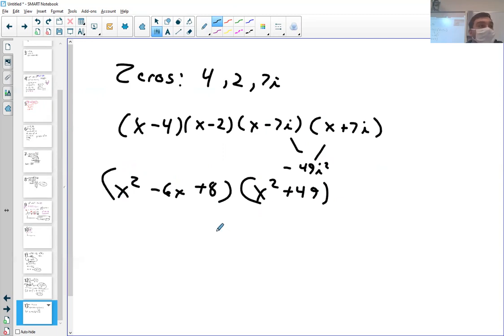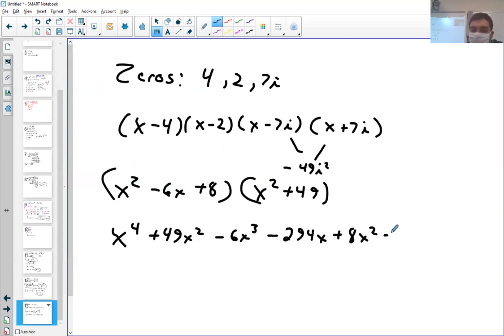And then yeah, we've got to keep FOILing. We've got to make the whole equation. x to the 4 plus 49x squared minus 6x to the third minus something. 6 times 50 would be 300, so this would be 294x, plus 8x squared plus something. 49 times 8 is 392. Oh, that's a really fun problem. And then we'll reorganize it nicely: x to the 4th, negative 6x cubed, plus 57x squared.